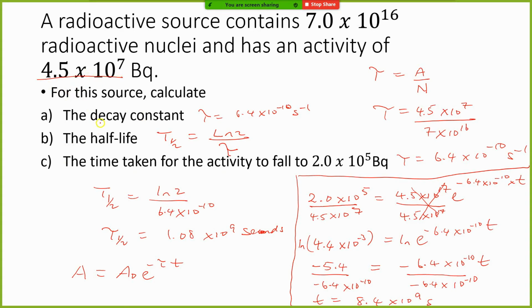That's the initial activity. So we're dividing the final activity by the initial activity. Because remember, the equation says that A is equal to A naught e to the minus lambda times t, right? So all I did was to take this initial activity and divide it by the final activity. So that's what you're seeing here. So the answer is supposed to be 4.5, not 4.4. Did you round up or something?